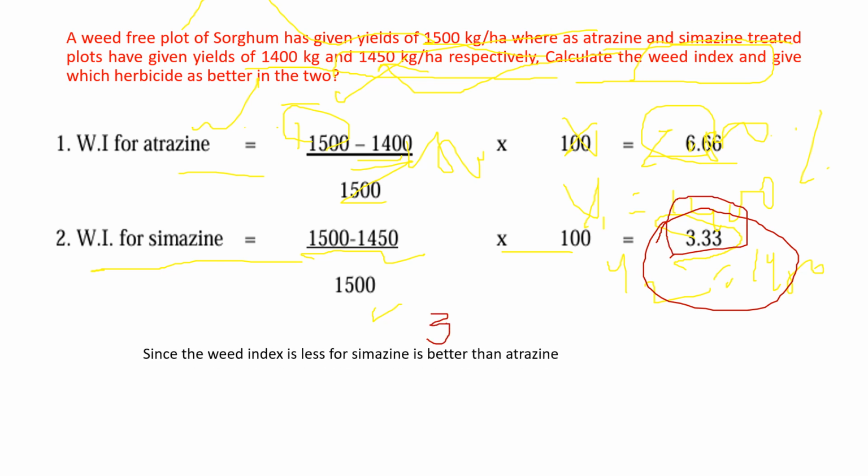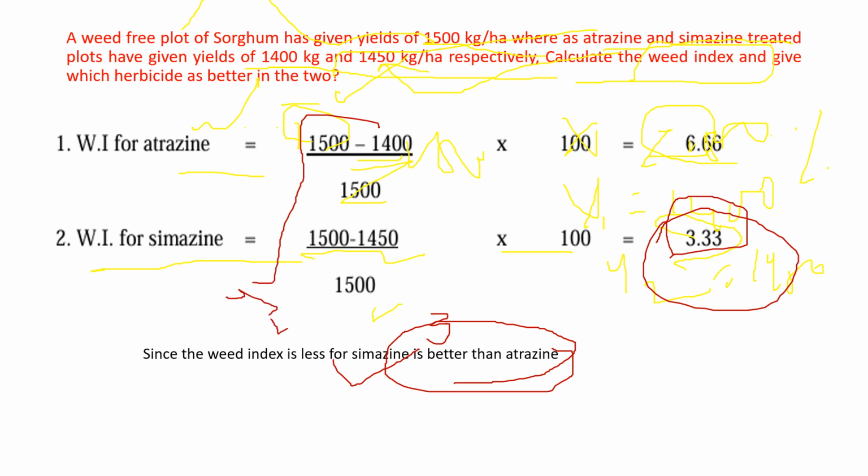Since the weed index is less for simazine, simazine is better than atrazine when compared between these two treatments. So the treatment having the lesser weed index is showing higher yield compared to the one having the higher weed index.